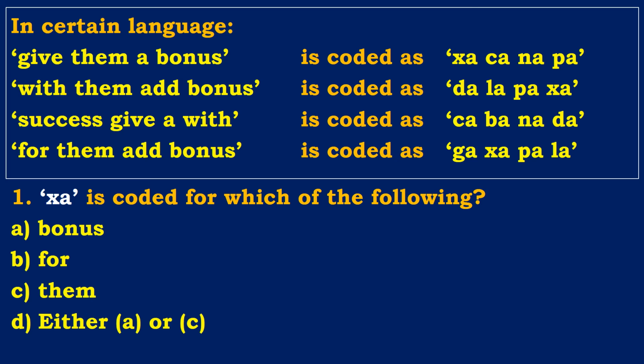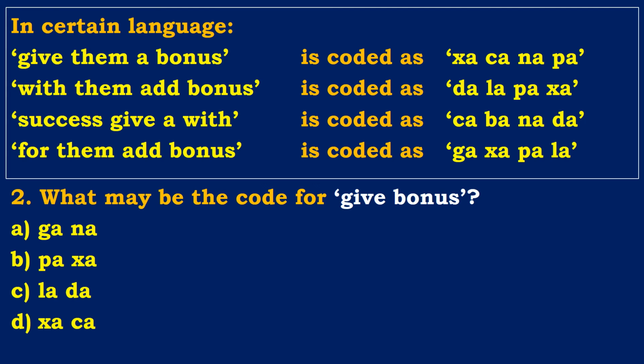Example 2. 1. XA is the code for which of the following? The code XA appears thrice in the first, second, and fourth sentences. It is coded as either bonus or them. Hence, option D is correct. 2. What may be the code for give bonus? The word give appears twice in the first and third sentences and it is coded as CA. Option D is the correct option. The word bonus appears thrice in the first, second, and fourth sentences and it is coded as XA. Option D is correct.